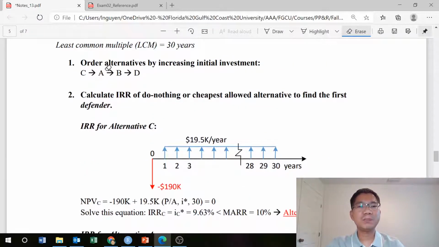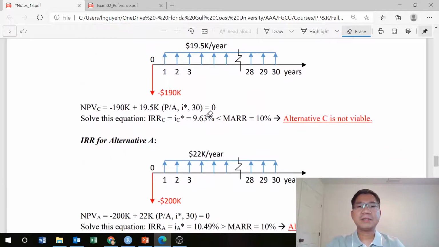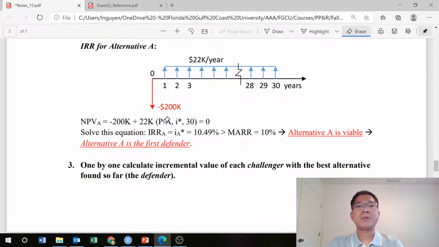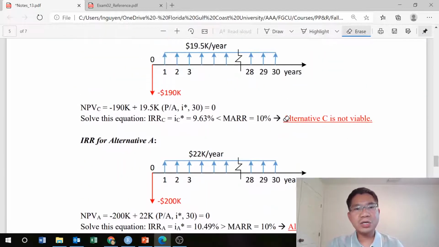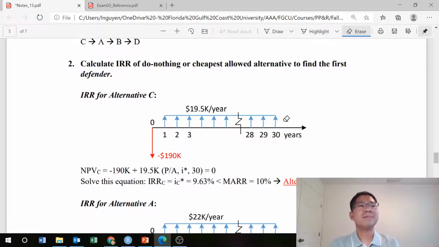We have to jump to A. If C, in this case, got like 11%, greater than MARR, so C is viable, then you go to step 3 immediately, because we already have a fight. I have the champion, I have the defender already. Let's fight the challenger. Make sense? But this one is not good yet, so we need to continue step 2 to find the defender, because we need two people to fight. We have not found a defender yet, so we should not jump to step 3.